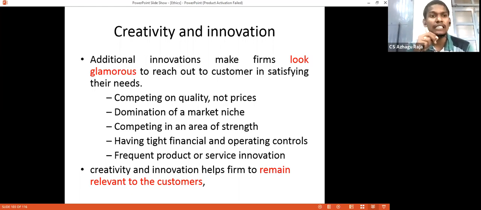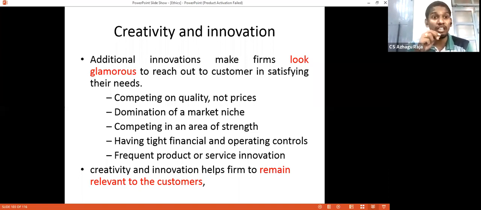Domination of the market niche means what? You have to identify the gap or the gray area of a market, then only will you be able to reach. Market niche means what? You have to see what the gap is, what problem is available, and how to bring out the solution for that. Such a niche is helpful. So you have to dominate that.